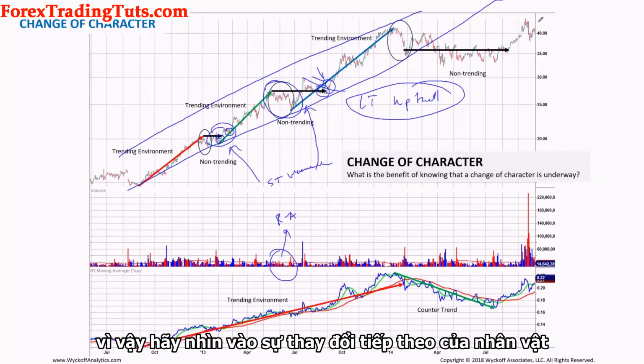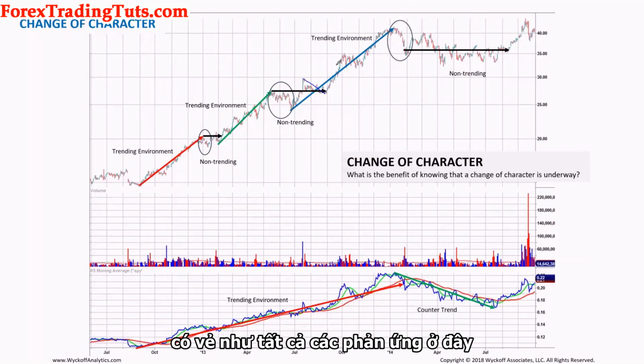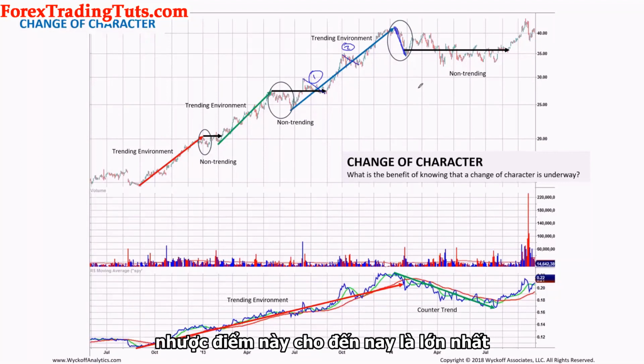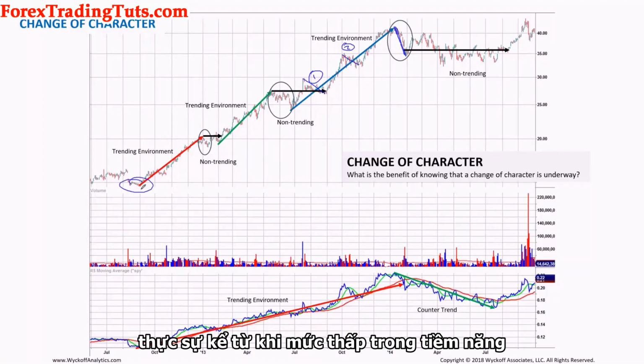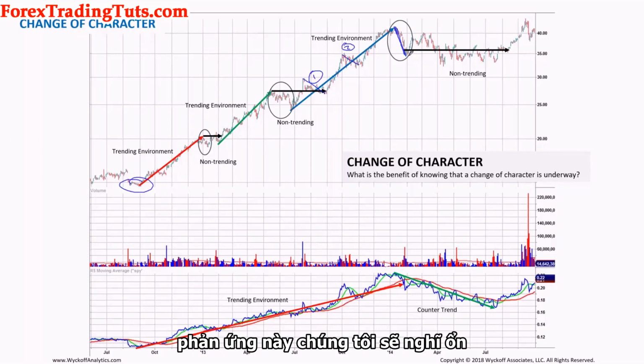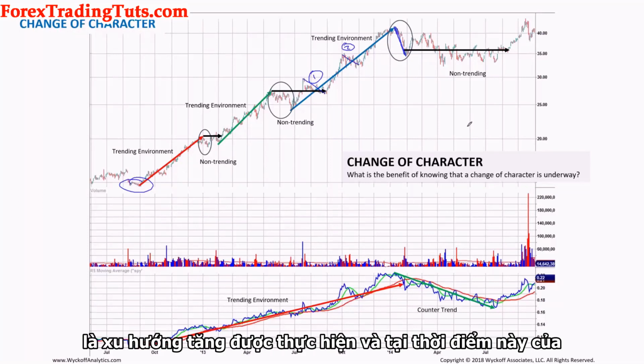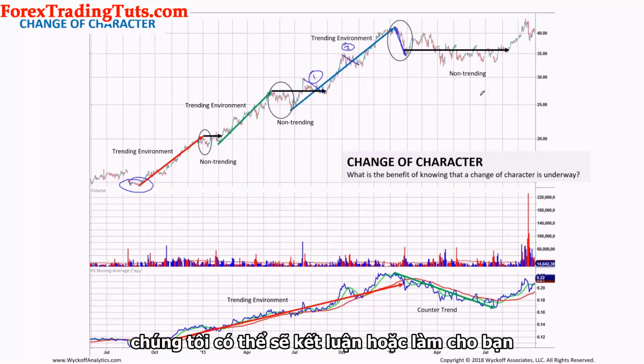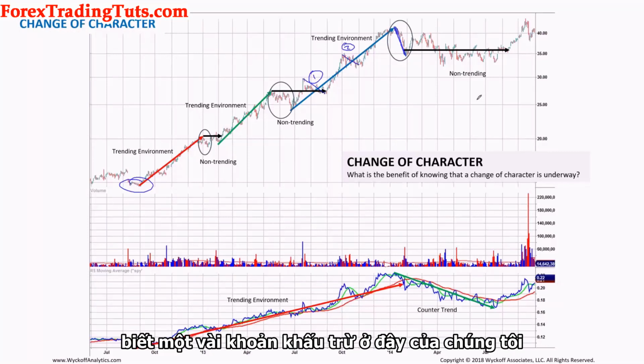So look at the next change of character that comes. It seems like all of the reactions here, which is 1 and 2, are of the same magnitude. And then suddenly we have such a huge reaction to the downside. This is by far the largest reaction, not only on the last leg up, but actually since the lows in the potential phase C here. When we look at this reaction, we would be thinking, okay, is the uptrend done? At this point, because it's a much more substantial reaction than what we've seen before, we probably would make a couple of deductions here.